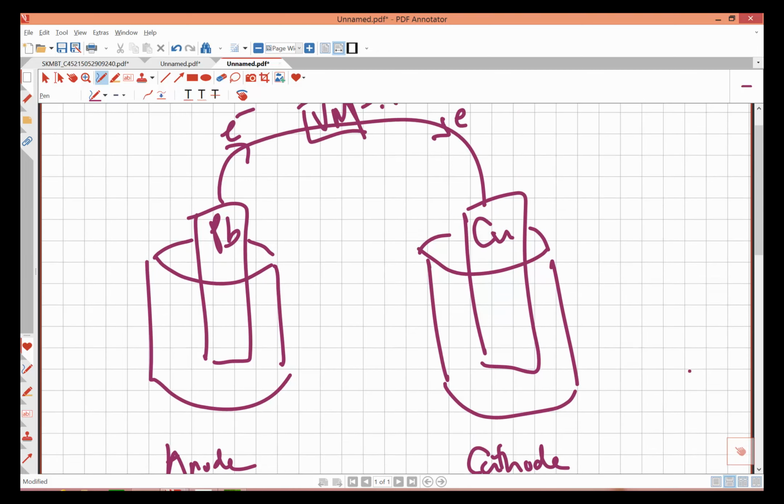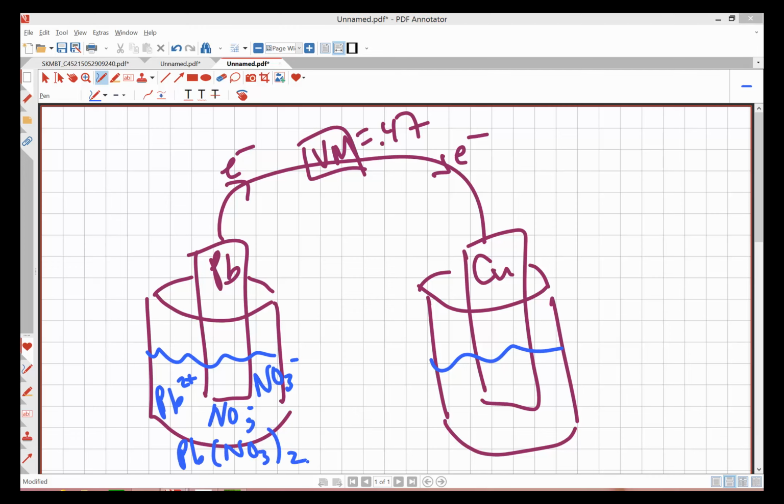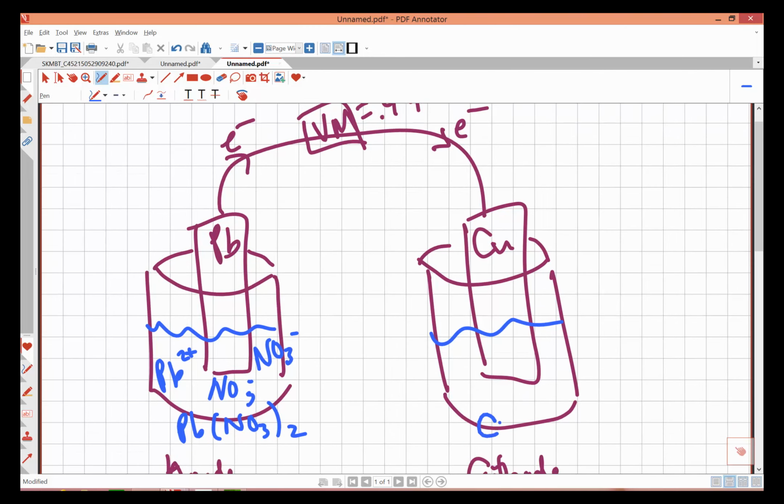All right, so you need to indicate what's in the solution, right? So as I had said the other day, or in the first lesson, it needs to be some sort of soluble salt that involves that metal, right? So the best thing to use would be a nitrate, because they're always soluble. So this could be lead nitrate solution, right, which would be Pb(NO3)2, and this could be copper nitrate solution. So there would be copper ions in here and nitrate ions.